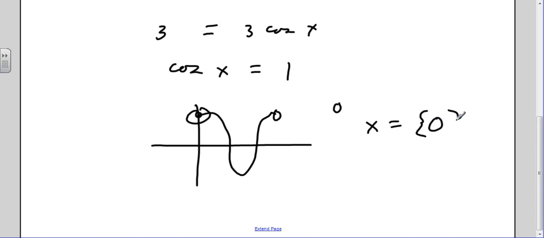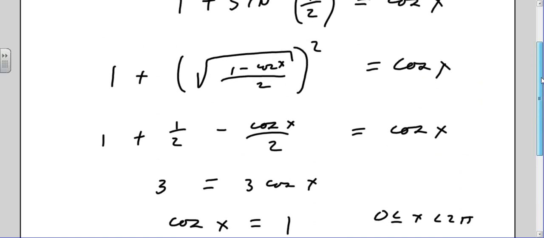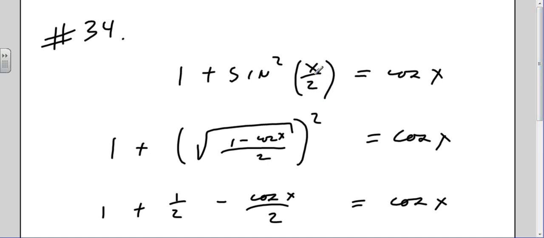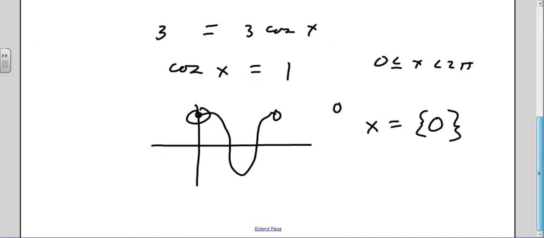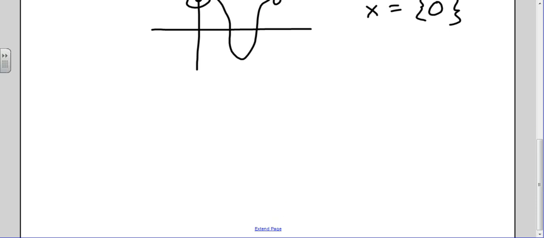And because I'm going between 0 less than or equal to x less than or equal to 2 pi, the 2 pi answer wouldn't be there. Okay, so now I'm going to try 0 in the original equation. The sine of 0 is equal to the cosine of 0. Yeah, so the sine of 0 is 0 and 1 is equal to 1, and that checks. Now, it would seem that I would have more answers than that, wouldn't it? Wouldn't it seem that way? It just seems that way.